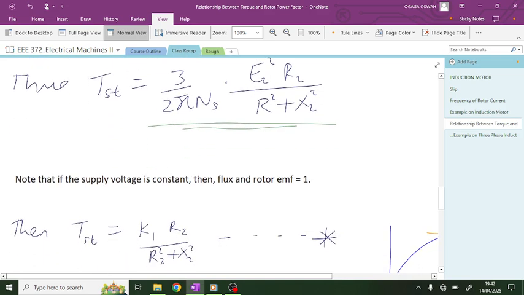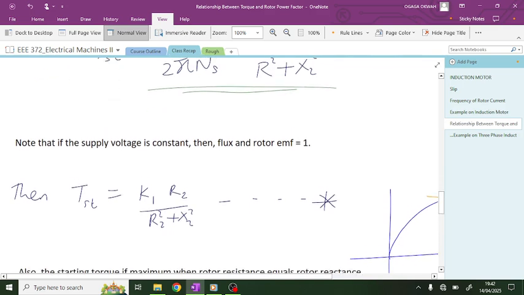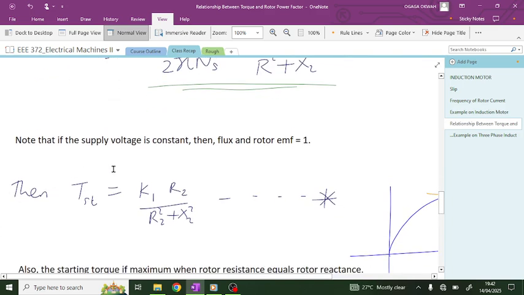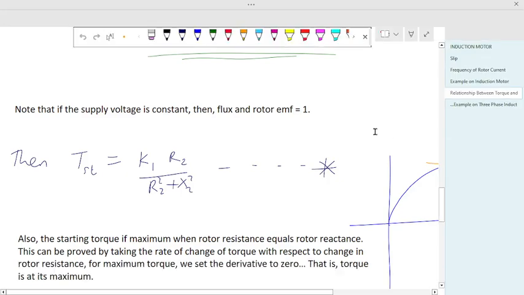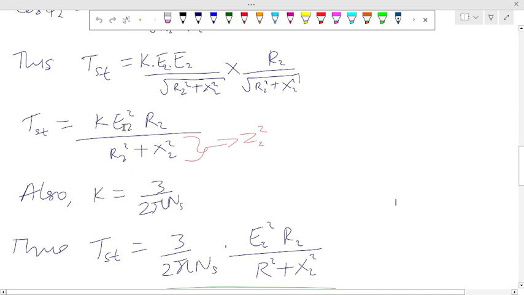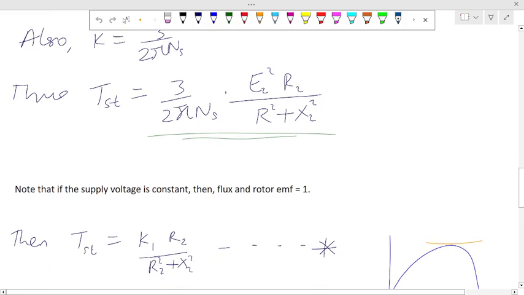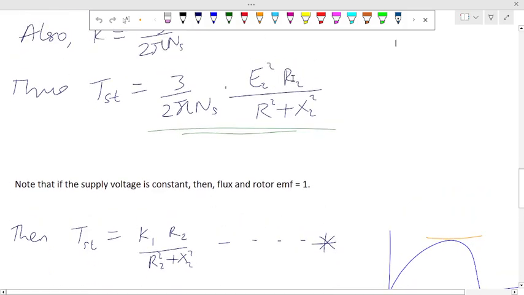Now, note that if the supply voltage is constant, then the flux and the rotor EMF is 1. What that means is that this, the rotor EMF, will be 1. And if this is 1, what you have left will just be K and R2. Then to have this as 1, meaning here will also be 1, all you have on top here will just be R2.